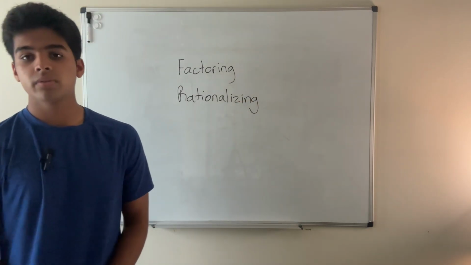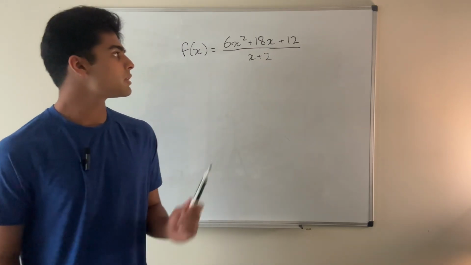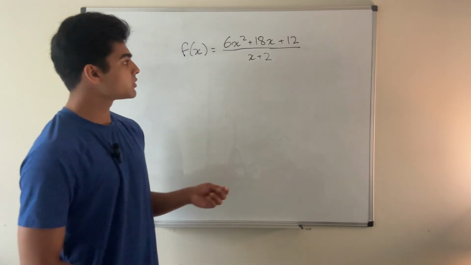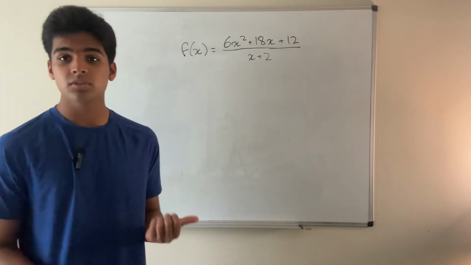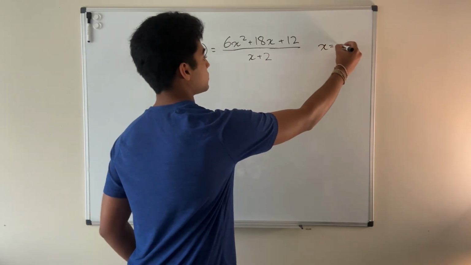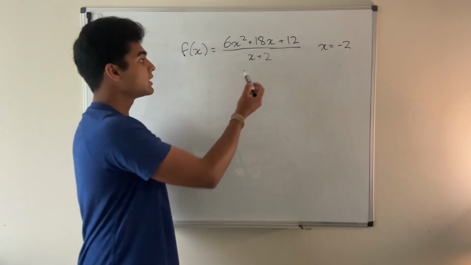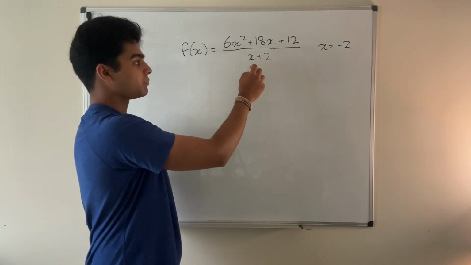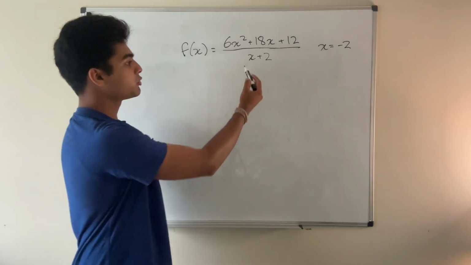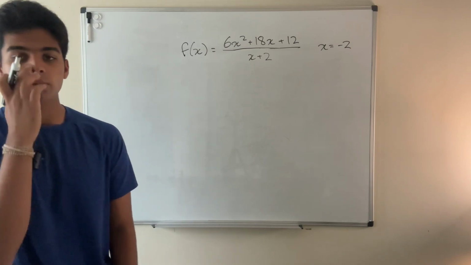So let's look at both of these separately. Right here we have the function 6x squared plus 18x plus 12, all over x plus 2. For this function, we can see that when x is negative 2, it will be undefined. So when x equals negative 2, this whole function will be undefined, and that is because the denominator will be 0 when x equals negative 2. If we plug in negative 2 right here and add 2, we get 0 in the denominator.